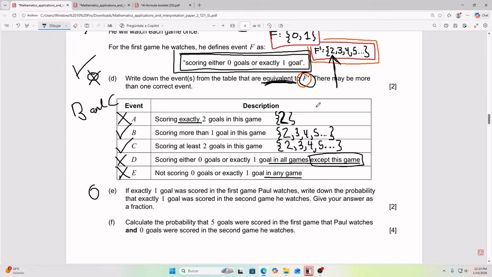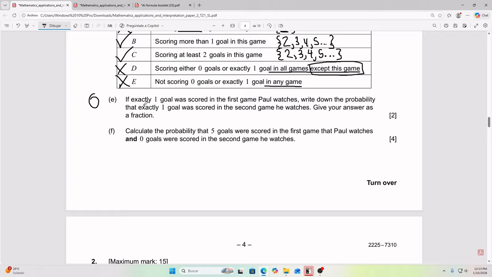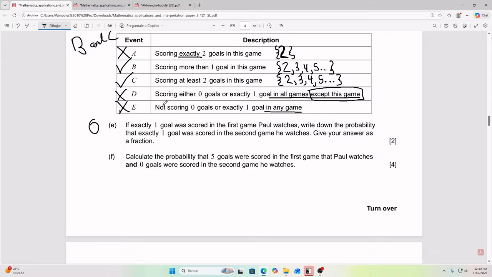So for this part, if it says exactly 1 goal was scored in the first game he watches, and then the second game also has exactly 1 goal, basically here it says if on the first game 1 goal, and then 1 goal in the second game, give your answer as a fraction. That is what we have to express in math terms, okay?